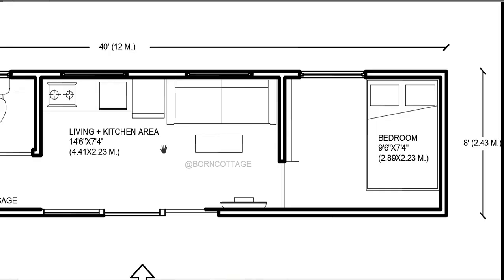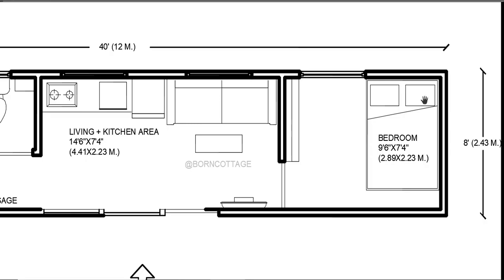So we have living plus kitchen area. You can see here the sofa arrangement, tea table arrangement. Also we have tea unit on the front wall, and on the left side we have kitchen cabinet with burner, sink and refrigerator arrangement. Also we have two large size windows and a large glass panel for ventilation and light purpose of this area.